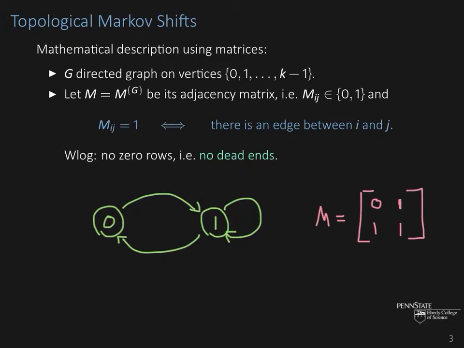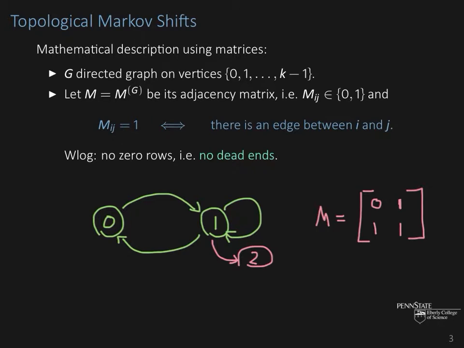To make our life a little bit easier, we assume that there are no 0 rows in the matrix. That would correspond in the graph to the fact that there are no dead ends. So assume we had an additional entry in the alphabet called 2, and there would be an edge going from 1 to 2, but nothing leading out of 2. That would mean that the third row of the corresponding matrix would be completely zeros. That can be dealt with. It just makes all the arguments a little bit more complicated. So we want to avoid this for now.